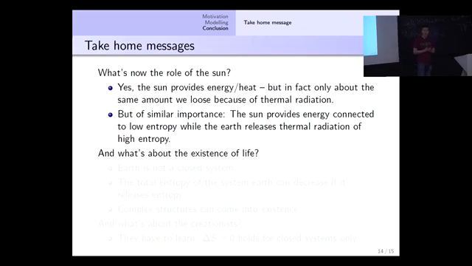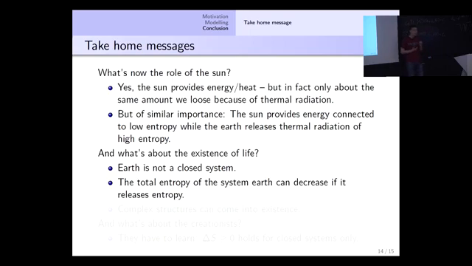And what about the existence of life? Earth is not a closed system. So the total entropy of the system Earth can decrease if it releases entropy, and the total amount of entropy within the universe, including sun and Earth, will increase. So complex structures can come into existence, as one might think about life and so on.